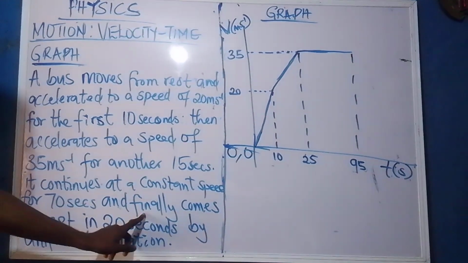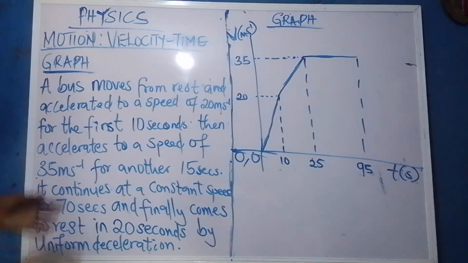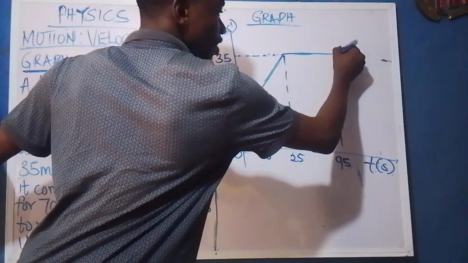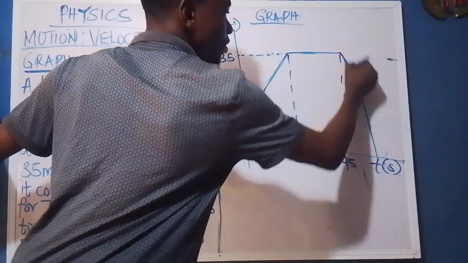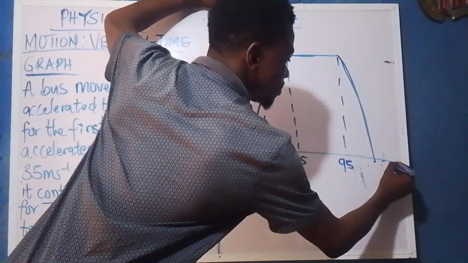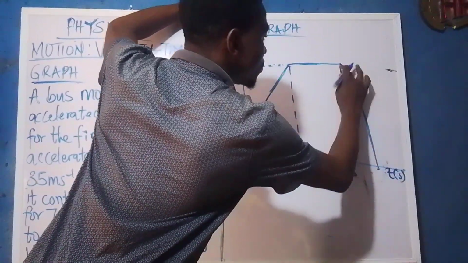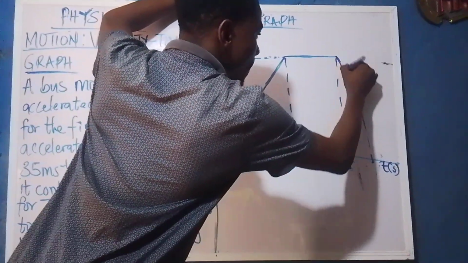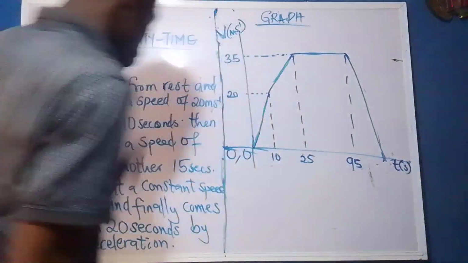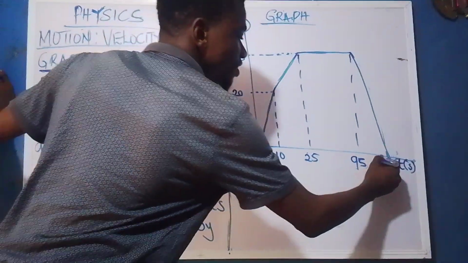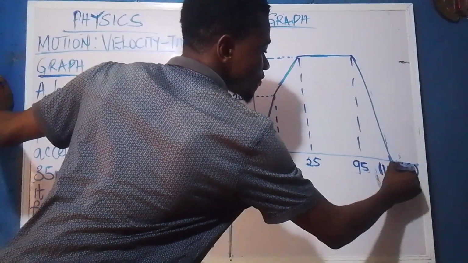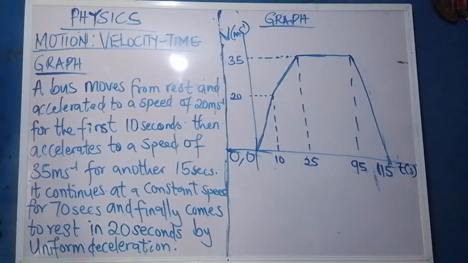So it now said, and finally comes to rest. If you remember when I said when an object comes to rest, your v is 0. So in 20 seconds, that will be dragged down. Let me adjust it here. This is the t seconds. So coming to rest for 20 seconds. So 20 added to this is going to give 115 seconds altogether. So 115 seconds is what is going to be given.